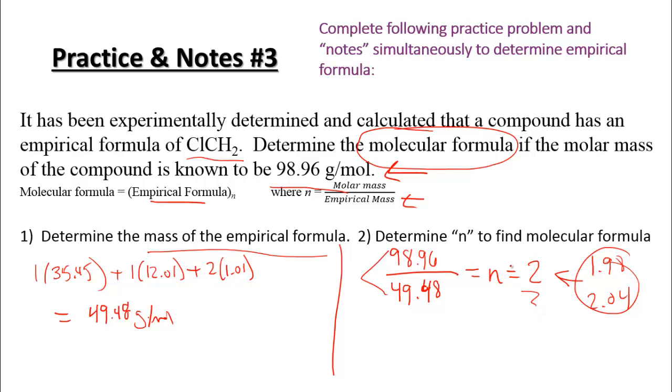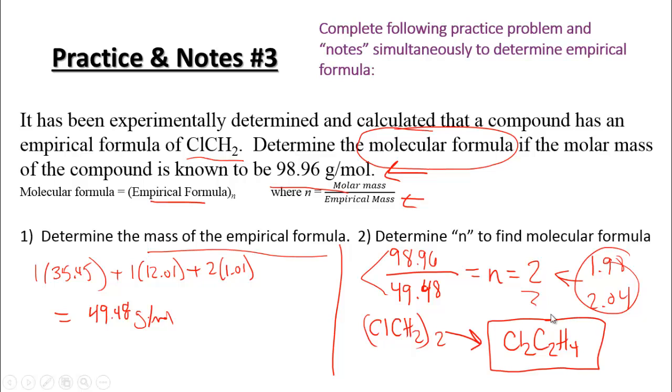So if n is our multiplier of 2, that means you're now going to take the empirical formula of ClCH2, and you're going to double the entire thing, and you must do this. So now you double everything, you end up with Cl2C2H4. And that would be how you find the molecular formula.